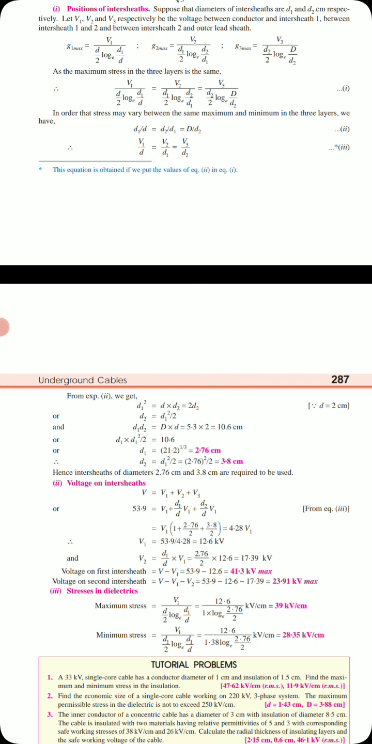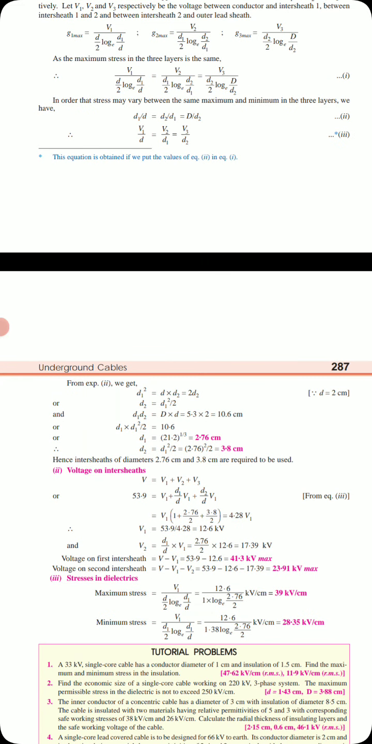So the stress in the dielectric, that is the maximum and minimum stress. We will get the equations here. The maximum stress is nothing but V1 by d by 2 natural logarithm of d1 by d, which is 39 kV per centimeter, and the minimum stress is V1 by d1 by 2 here, because maximum stress is at the conductor side and minimum stress is at the other end. So here d and d1 are used. So the minimum stress comes to 28.35 kV per centimeter.